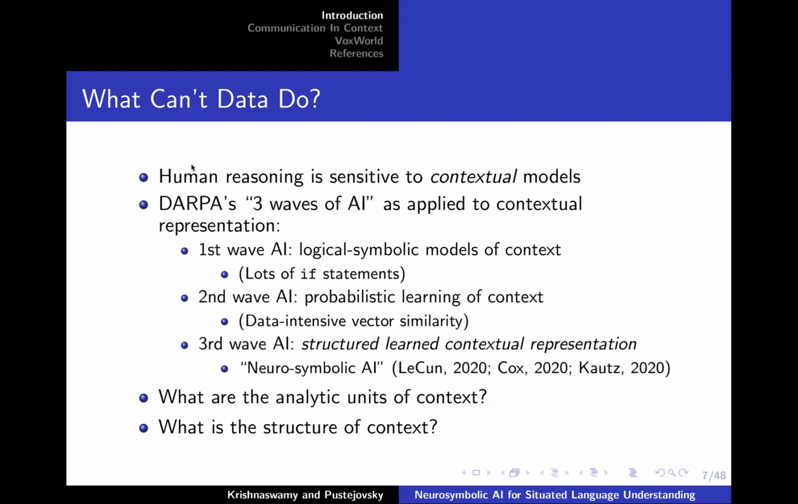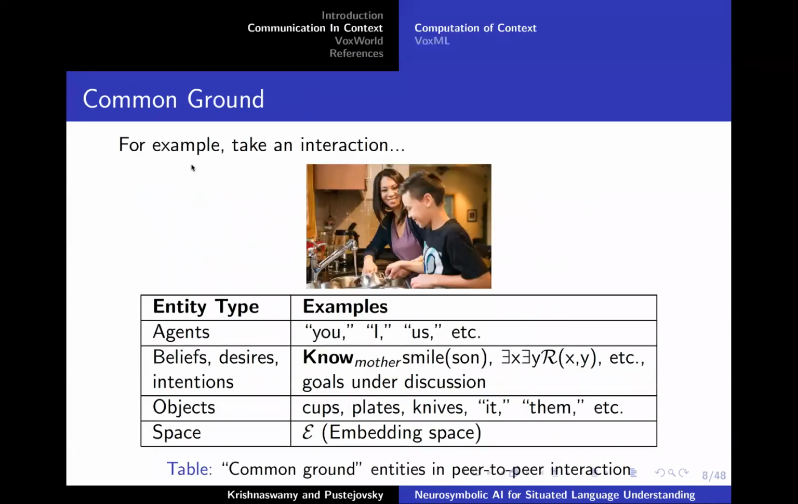That touched on some questions that I've been considering for a long time, such as what are the analytic units and the structure of context? So take this interaction where there's this mother and son engaged in a task of washing dishes. There's a common ground that emerges between them as they interact, including the agents involved and the terms used to discuss them, the beliefs, desires, and intentions of those agents, and the objects involved and the terms used to discuss them, and the totality, the embedding space within which the action takes place.